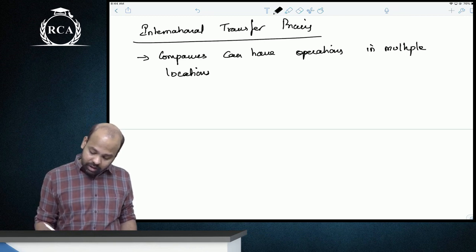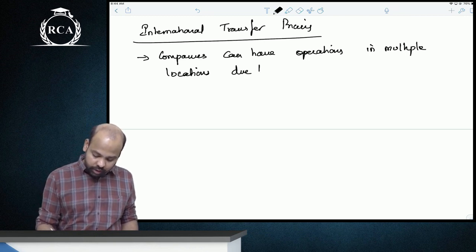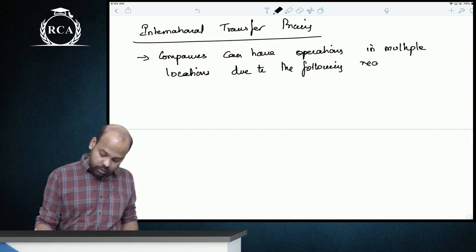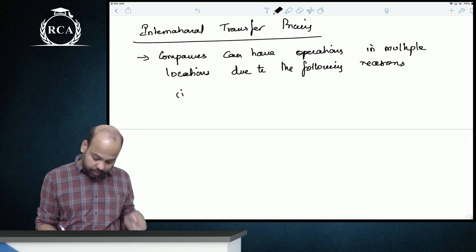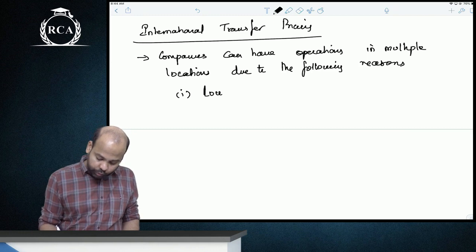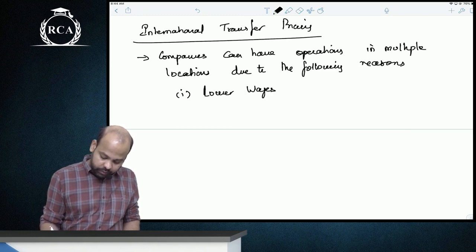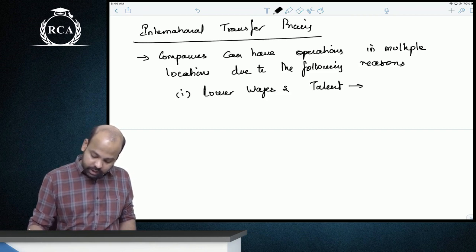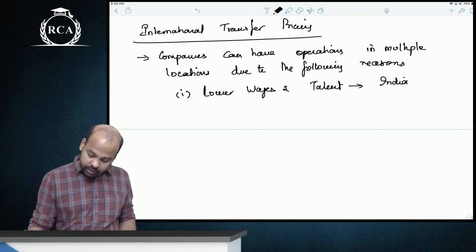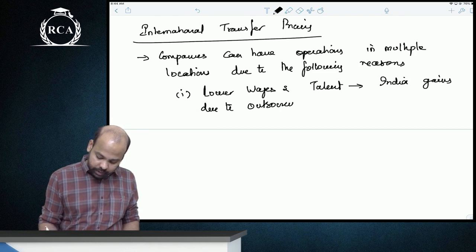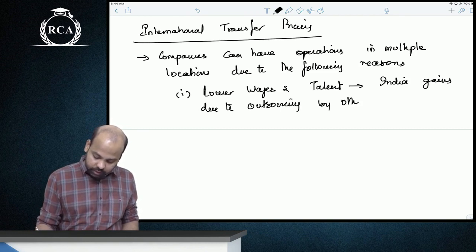So companies can have operations in multiple locations due to the following reasons. First, the most important thing is lower wages and talent. India gains due to outsourcing of operations by other countries.